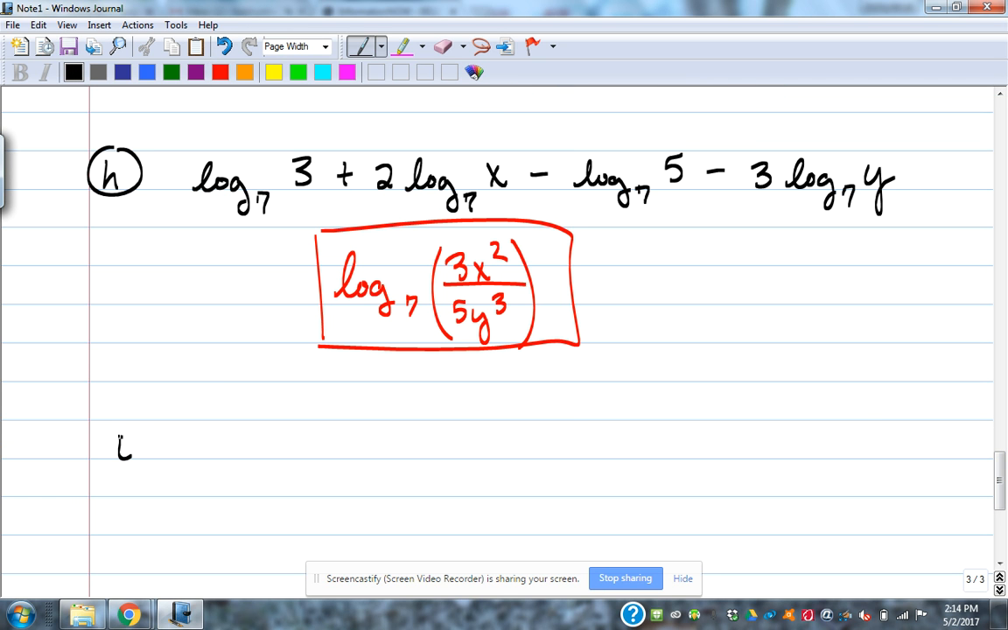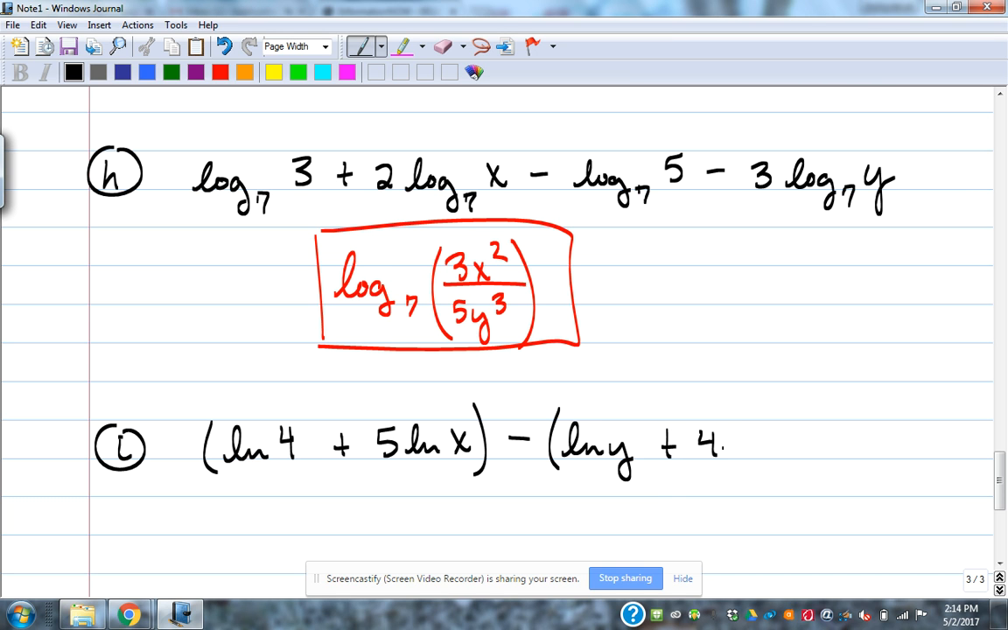Let's do another one. Let's say we had natural log of 4 plus 5 natural log of x minus parentheses natural log of y plus 4 natural log of w. So throw some parentheses in there.